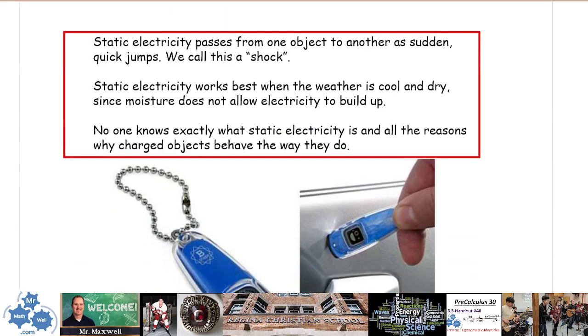Static electricity passes from one object to another as sudden, quick jumps. And we call this a shock.